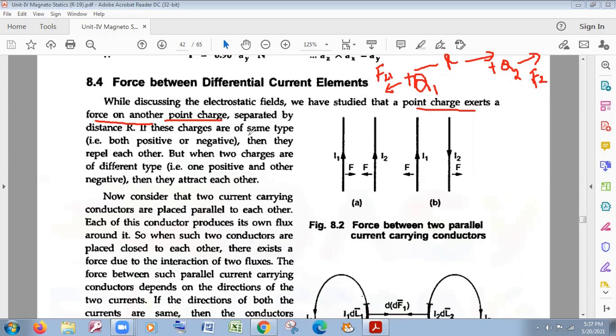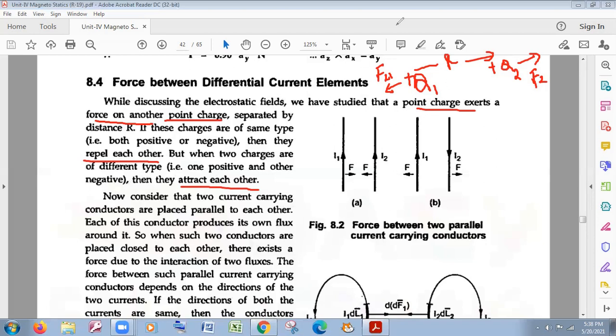If these charges are of the same type, both positive or both negative, then they repel each other. Plus repels plus, minus also repels minus. If it is plus and minus, it is attractive. When the two charges are of different types, one positive and the other negative, they attract each other. This is in electrostatics.